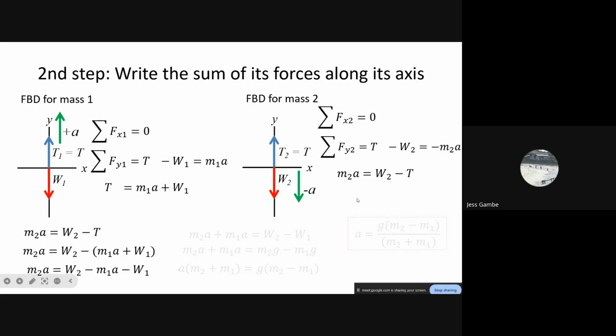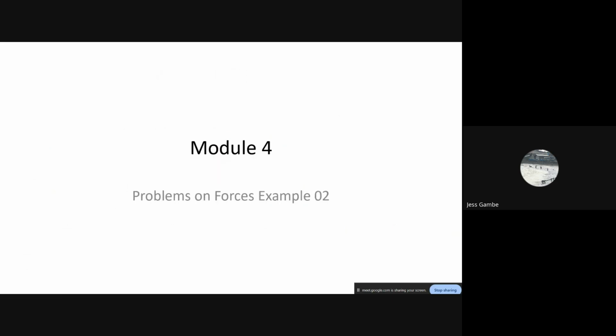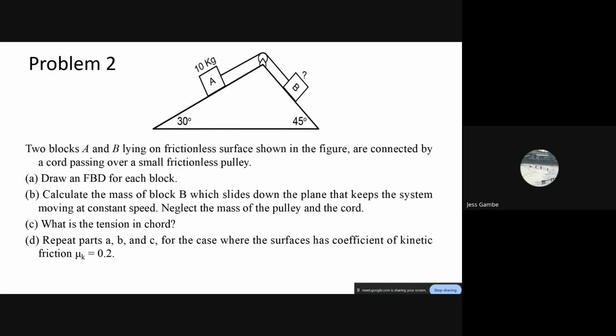Okay. Another example. The next one is this. You have two blocks, but this time they are along an inclined plane. On the left is mass A, 10 kilograms, inclined at 30 degrees. On the right is mass B, which is unknown, at 45 degrees.